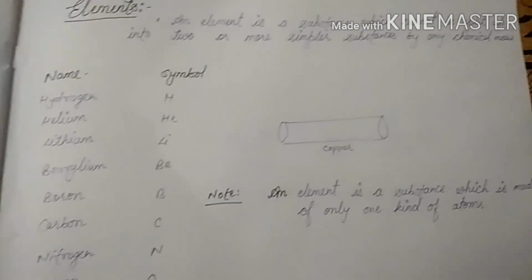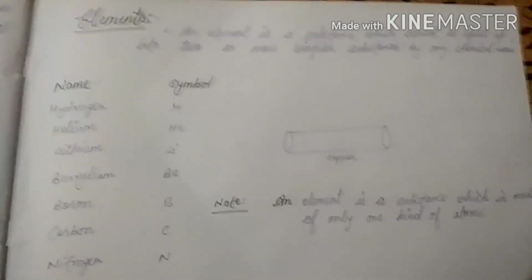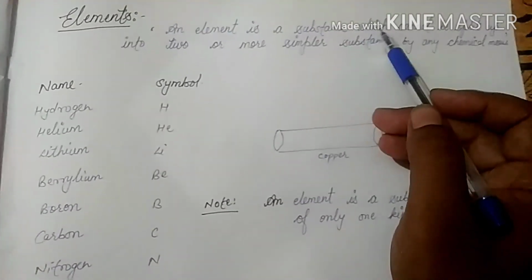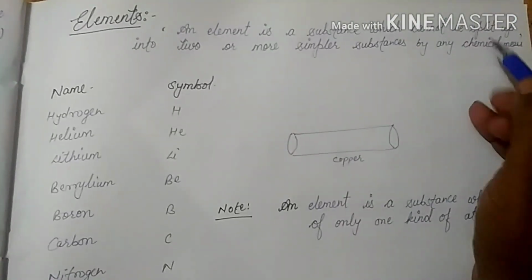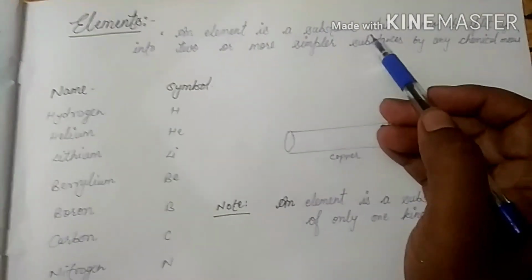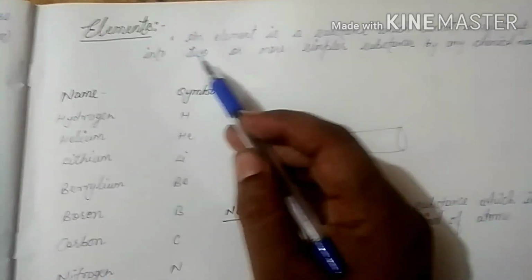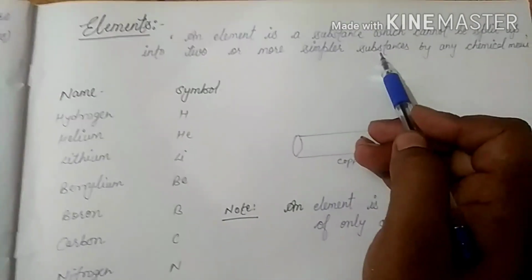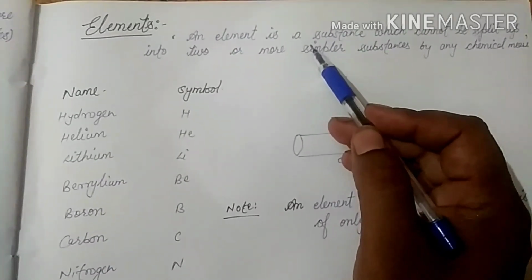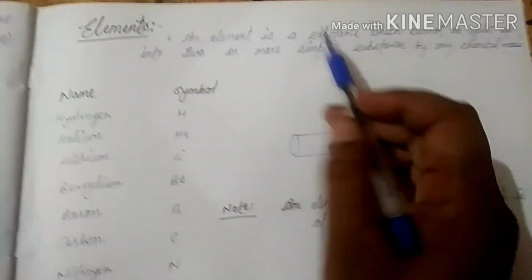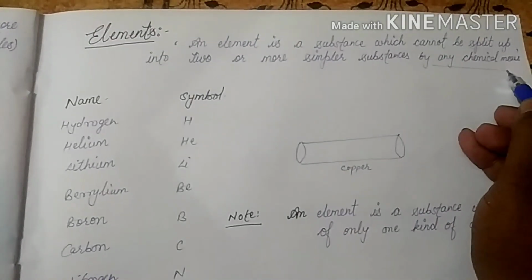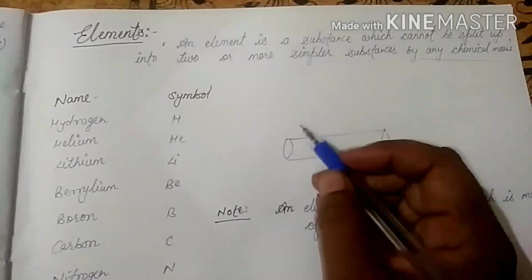Now first we are going to study elements. An element is a pure substance which cannot be split. Children, split means break. An element is a pure substance which cannot be split up into two or more simpler substances. It means those substances which cannot be broken down into other simpler substances by any chemical means will be elements. For example, hydrogen.